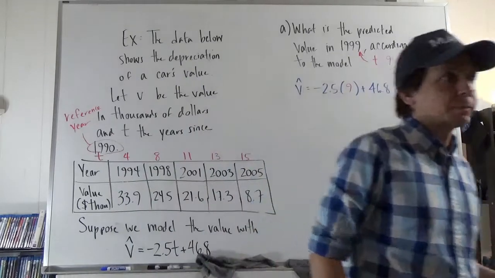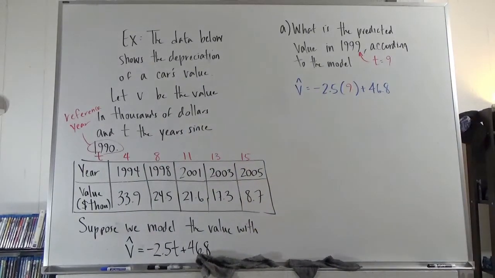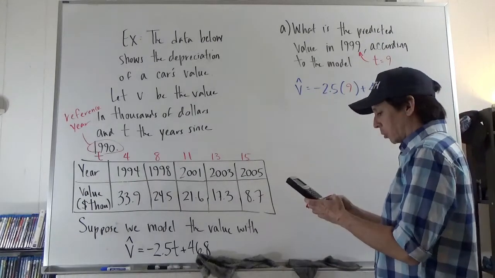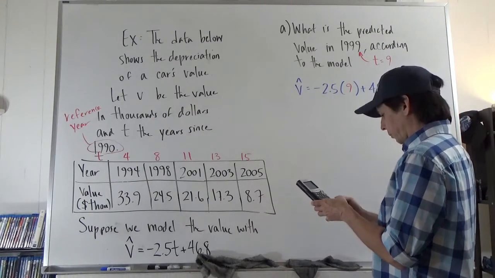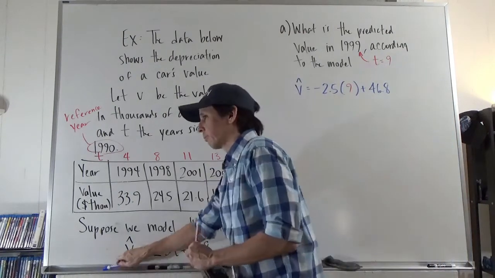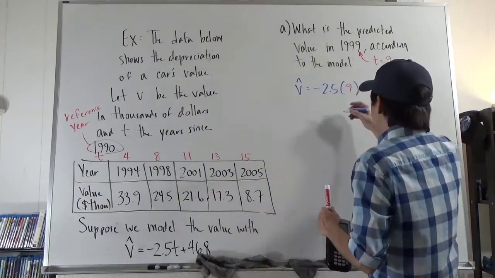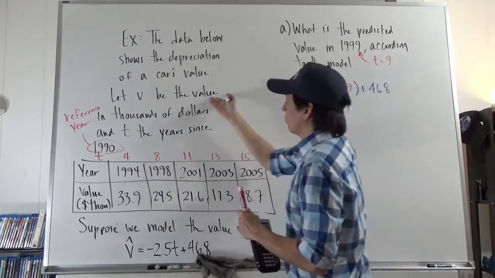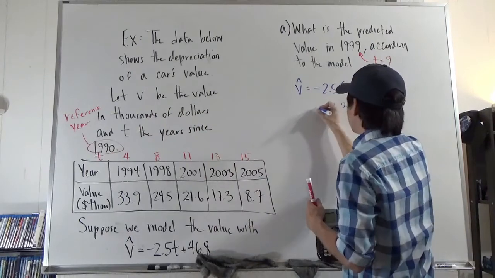Where's my calculator? Watch the negative. Again, you're using the negative symbol, not the minus symbol there. I got 24.3. Make sure you know what units these are. These are units of V, whatever V was given in: thousands of dollars.